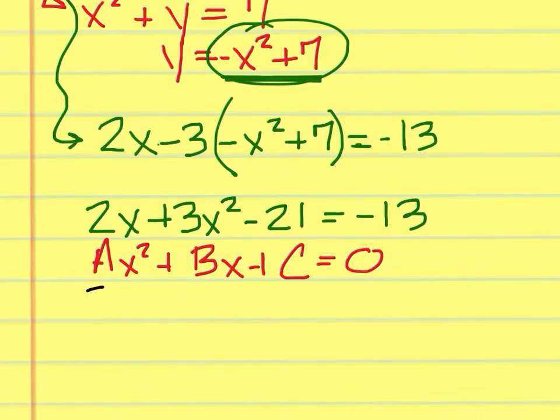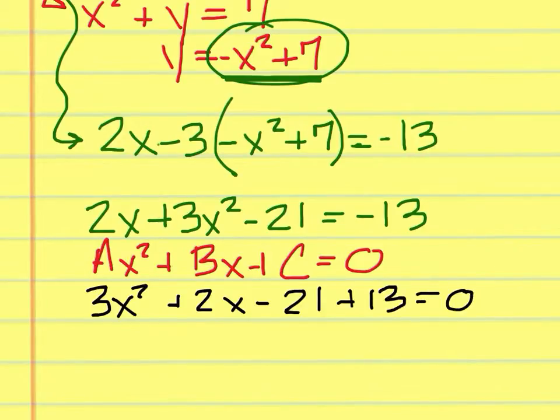So we already have a 3x squared and a plus 2x and a minus 21 on the left. We're going to move that minus 13 with it and make it plus 13, and then simplify those two constants at the end. A negative 21 plus 13 is going to be a negative 8.